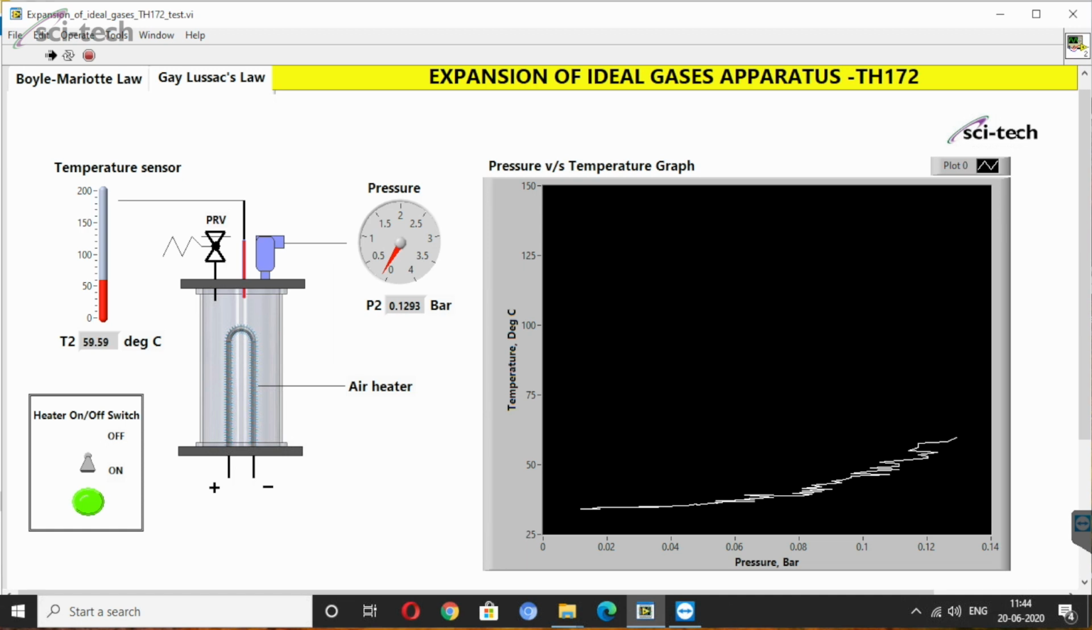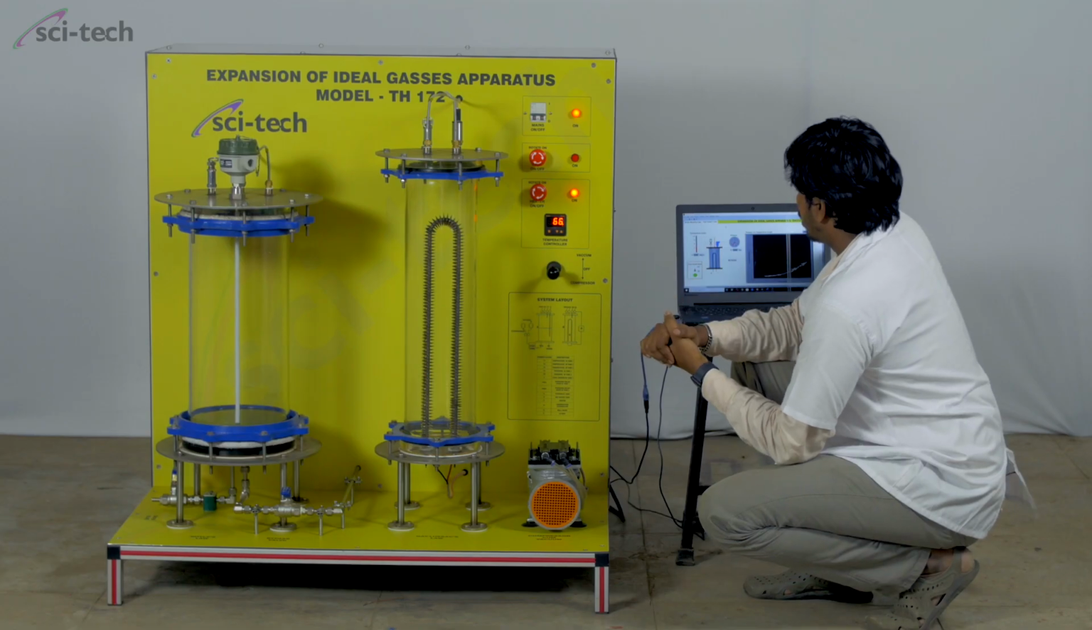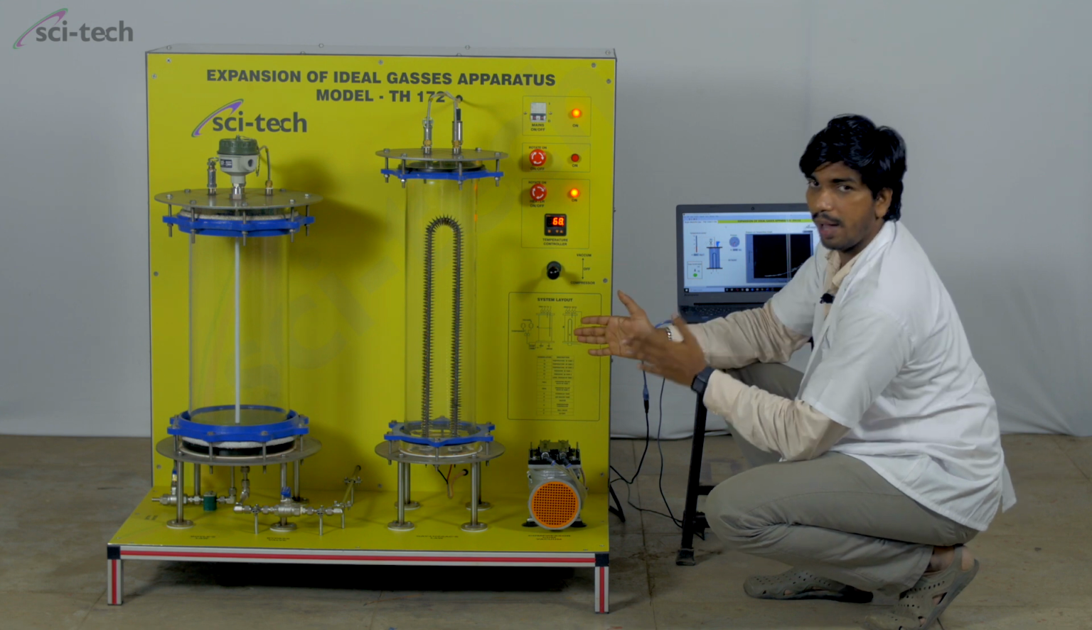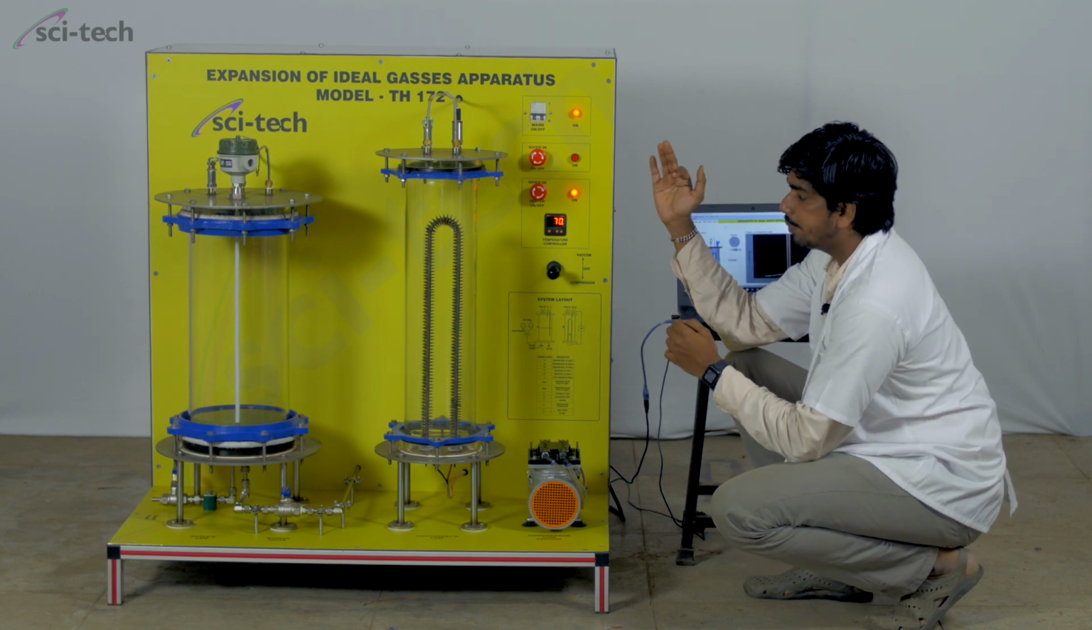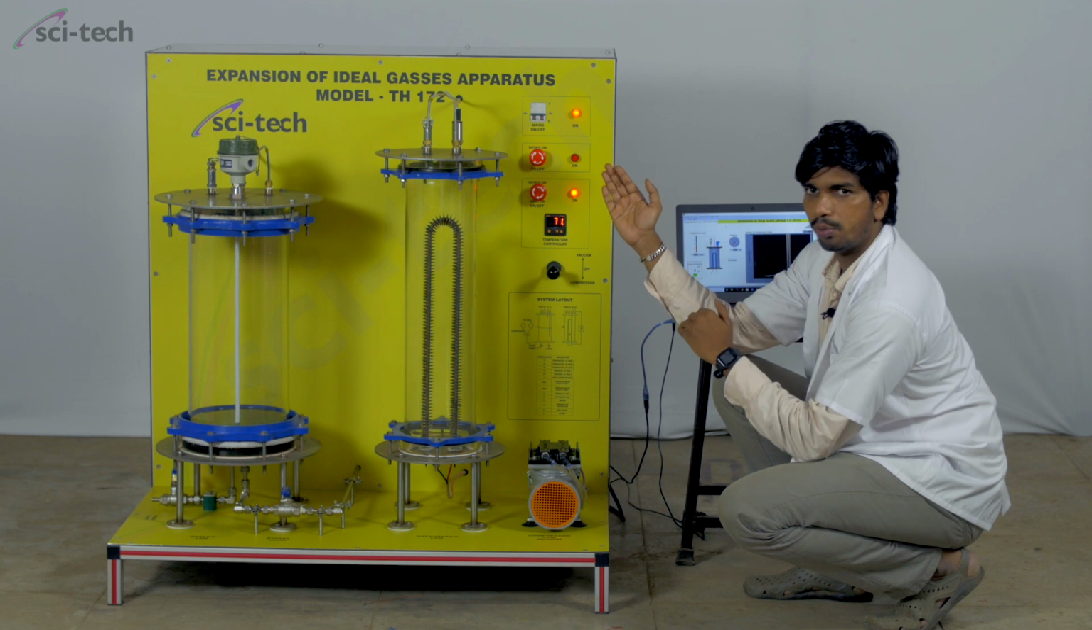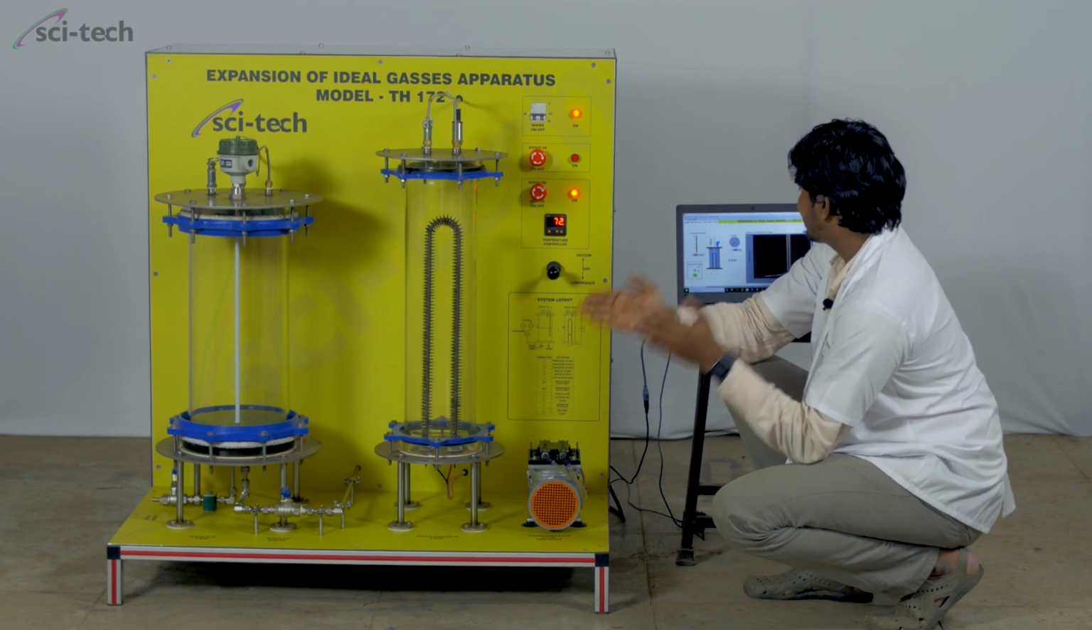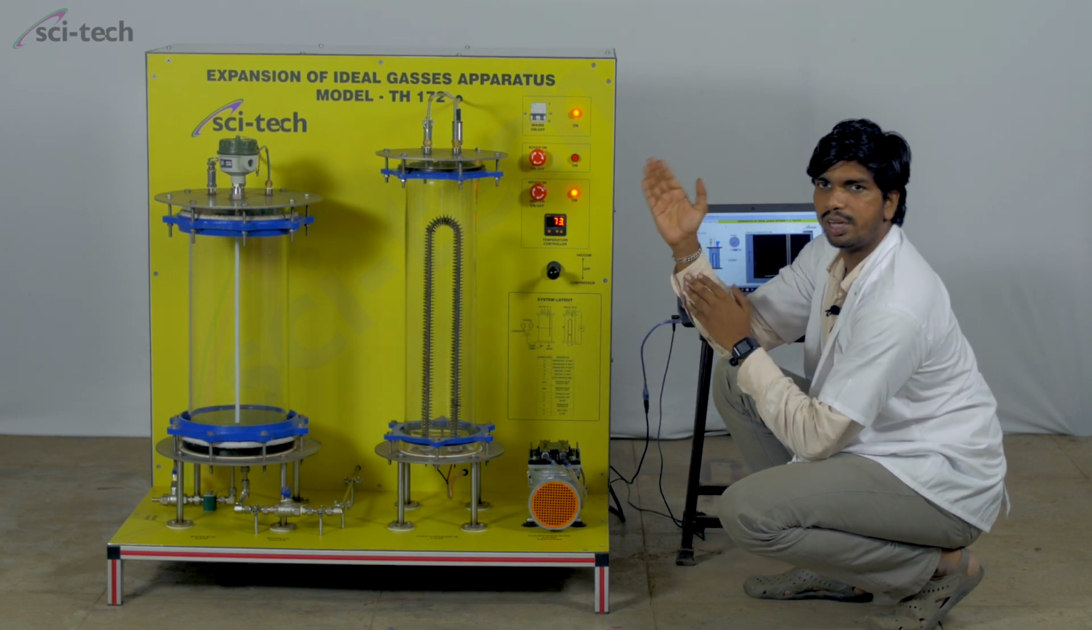Temperature is around 60 degrees Celsius and the graph is also showing linear behavior. Pressure increasing, temperature increasing. So our first experiment is going successfully: our temperature is increasing and our pressure is also increasing. Now at around 70 degrees Celsius pressure is showing around 0.18 bar. As you can see, at the start of the experiment at 30 degrees Celsius it was 0 bar, and right now after 1 minute, 70 degrees Celsius and 0.18 bar.